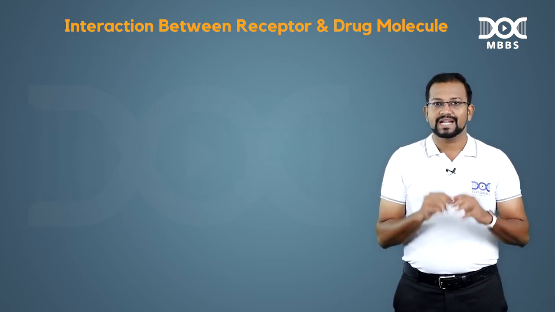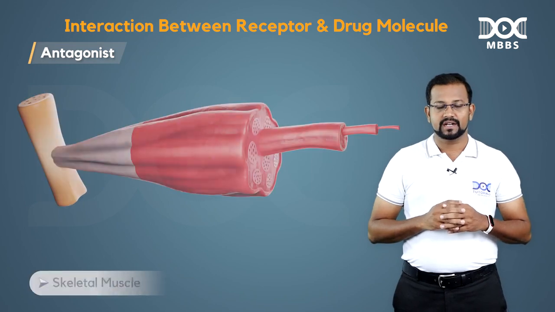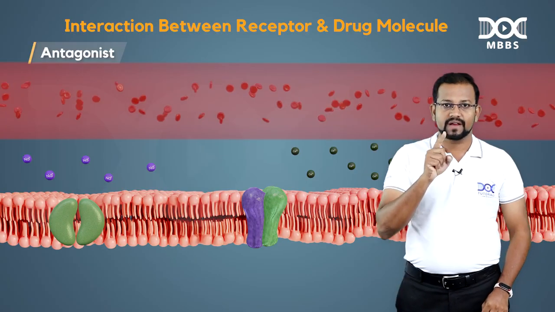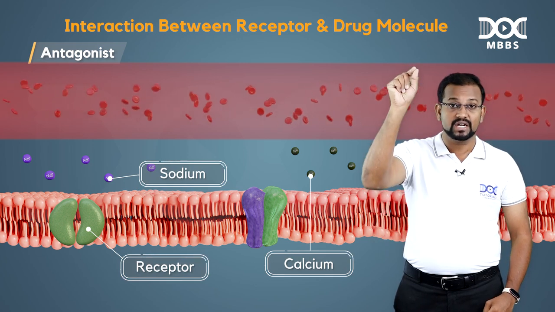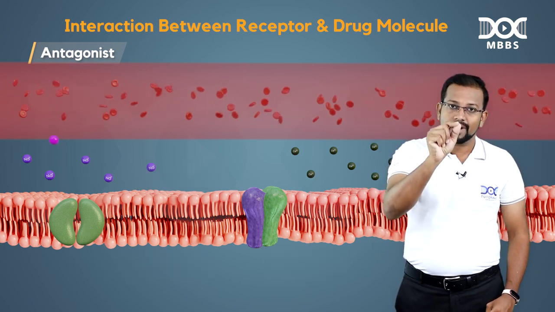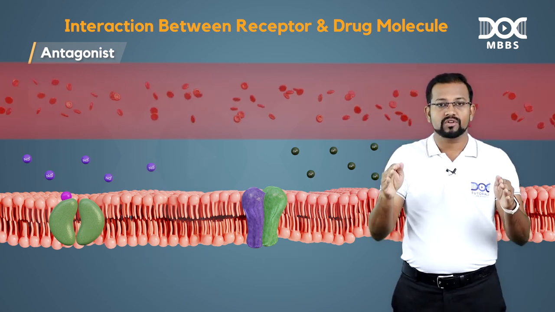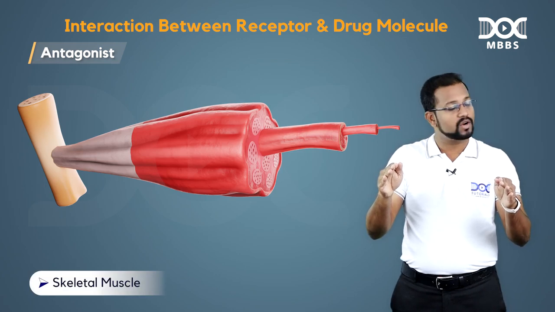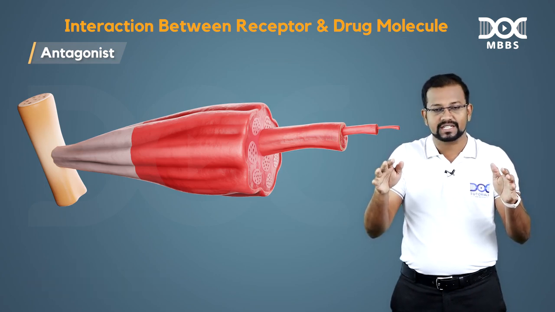What if it is an antagonistic agent? Clear? Again, we have the muscle over here, muscular cell. On the surface, we have the receptor. Now we have an antagonistic agent. It is coming and binding with the receptor. What will happen to the muscle, guys? Relax? No, it will not produce relaxation. It will also not produce contraction. It will remain as such, right?